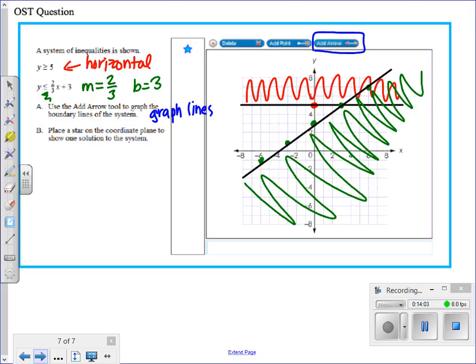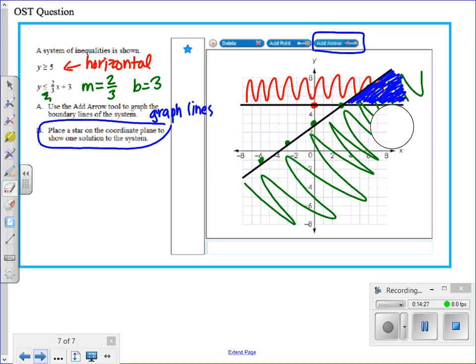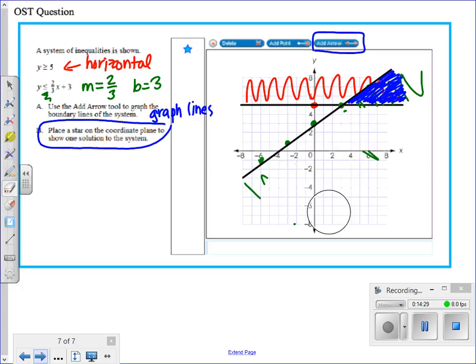Now you might be wondering, well, I just graphed 2 inequalities. It says place a star on the coordinate plane to show a solution to the system. Well, what actually happens is the solution to the system is the shaded region where both colors overlap, which is right here, where both shaded regions overlap. So even though those other parts are solutions, they're not solutions to the system. So you can leave them on your paper. I'm just going to erase so that we can see more clearly.